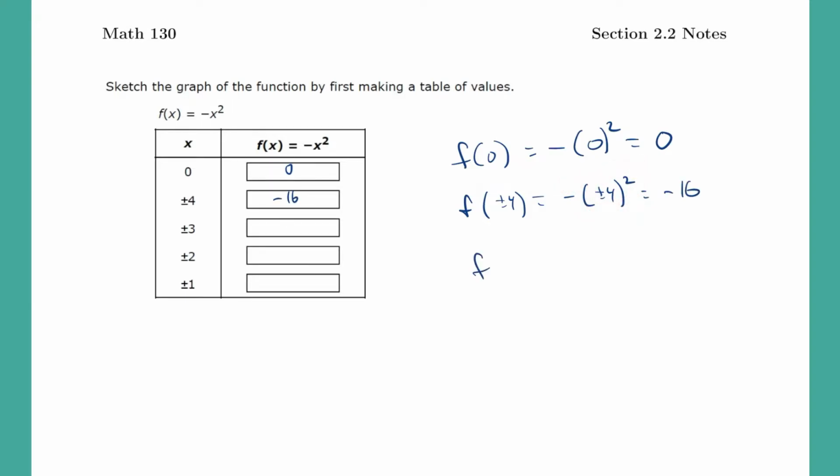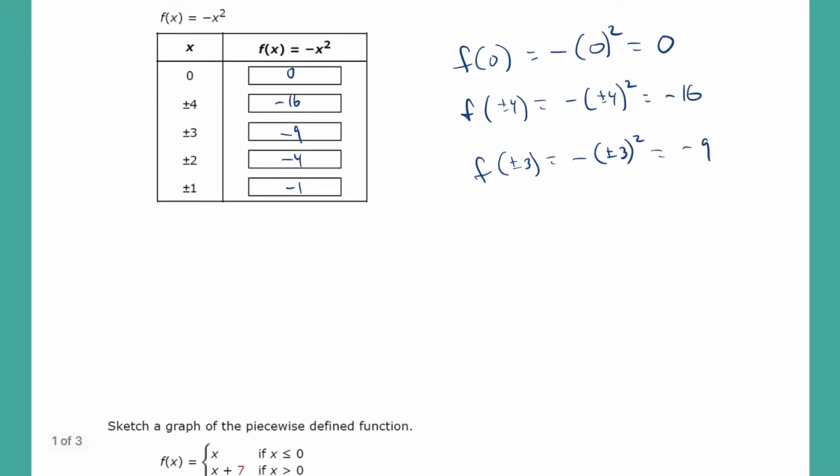And then the next one's going to be the same, plus or minus 3, negative plus or minus 3 squared. That's going to be 9, but then the negative on the outside makes it negative 9. Similarly, this would be negative 4, this would be negative 1. So to sketch this, it's going to look like this.